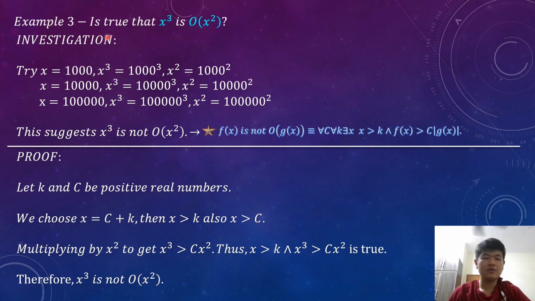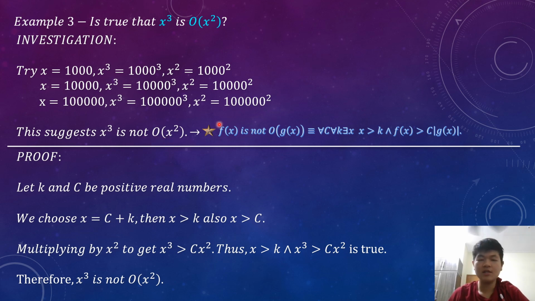Example 3. Is it true that x cubed is Big O of x squared? We are not sure, so we can do an investigation to see what happens. We choose some numbers like 1000, 10,000 or 100,000 or more, but here we choose 3 only. We can see x cubed is always bigger than x squared. This suggests x cubed is not Big O of x squared.